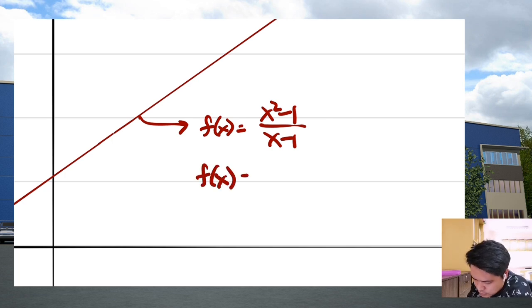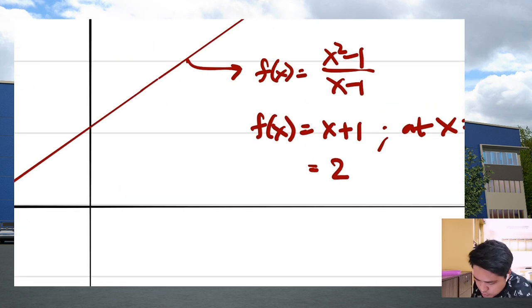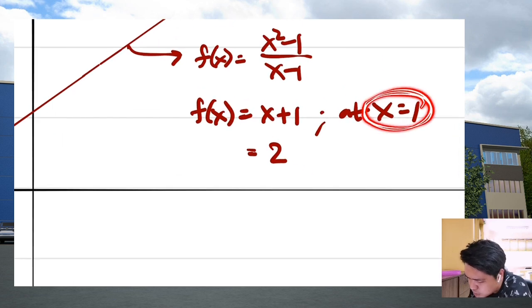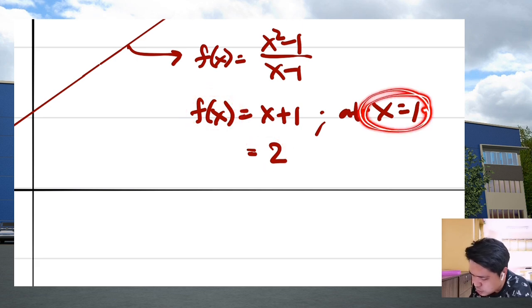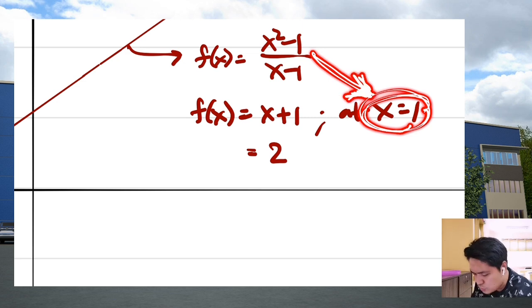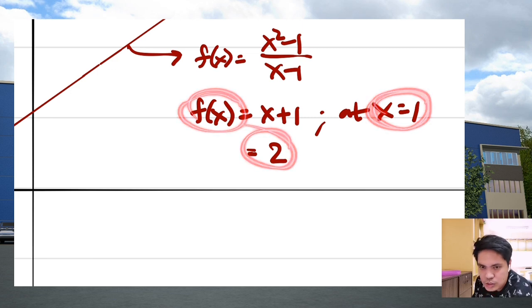We have f of x equal to x plus 1 if we simplify this. So at x equal to 1, f of x is equal to 2. That's 1 plus 1. So as x approaches 1, habang mapalapit siya sa 1, this function approaches 2. But x cannot be equal to 1 because the function is not defined for x equal to 1. So therefore, f of x cannot also be equal to 2. But as x approaches 1, f of x approaches 2.